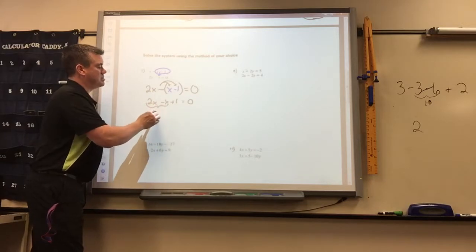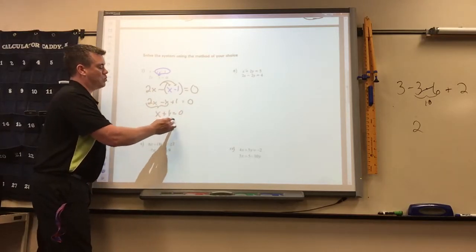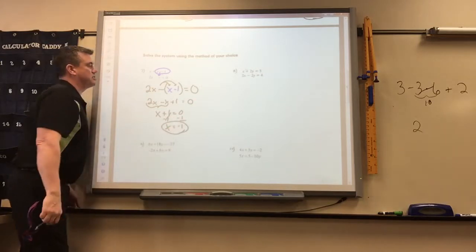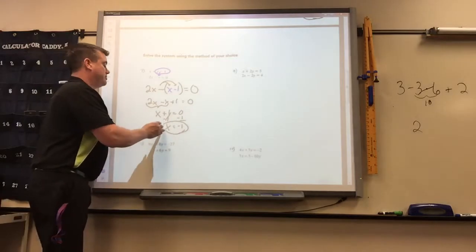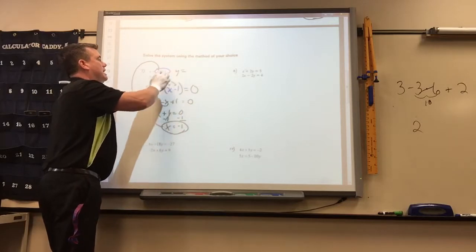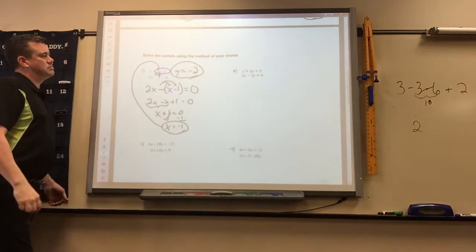So combine the x's, and then just subtract 1, and you get negative 1 for x. So then plug that in right there. Y equals negative 1, take away 1, negative 2.